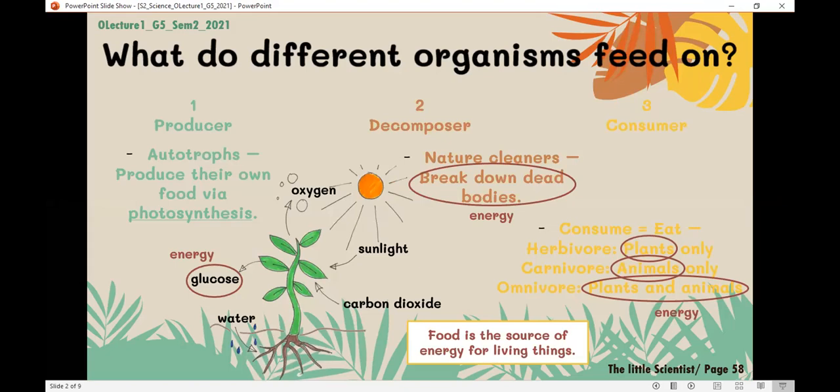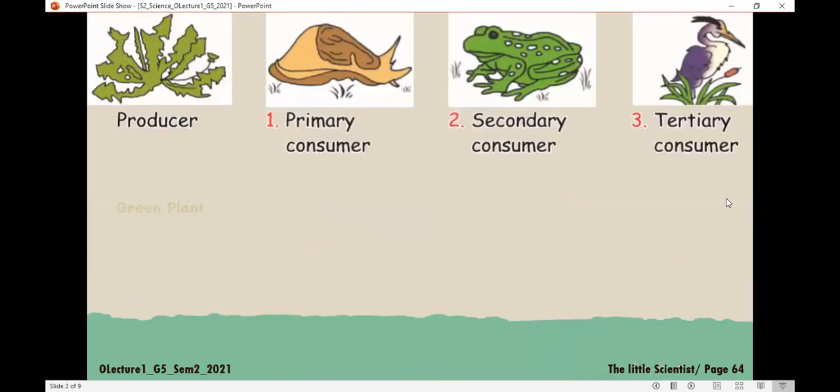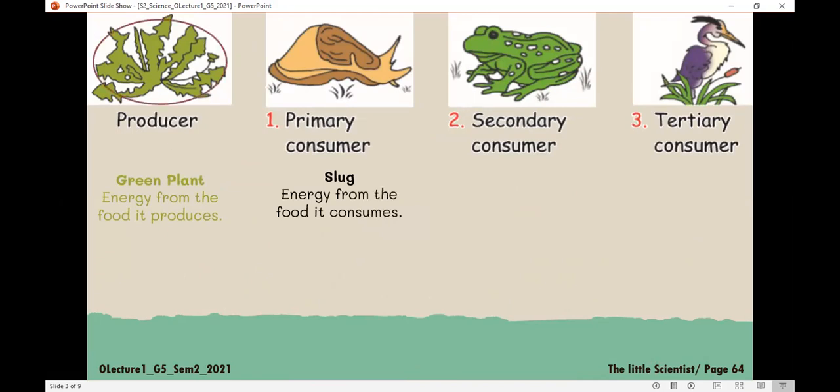So again, these organisms do this to get the food they need, and this food is the thing that gives them energy. We have 4 organisms: a green plant, a slug, a frog, and a heron. The green plant produces glucose. The slug eats the green plant. So the green plant now is the source of energy for the slug, like I said last time.